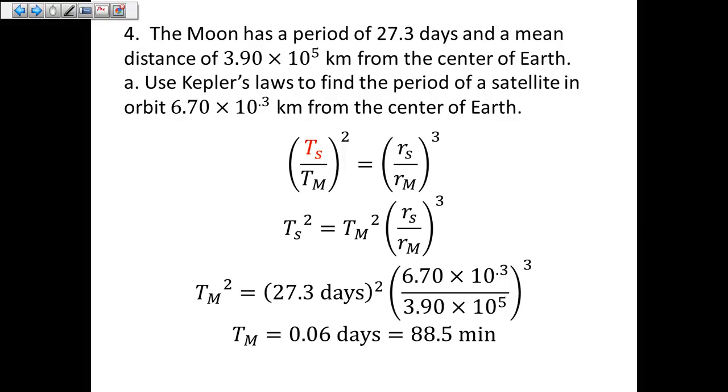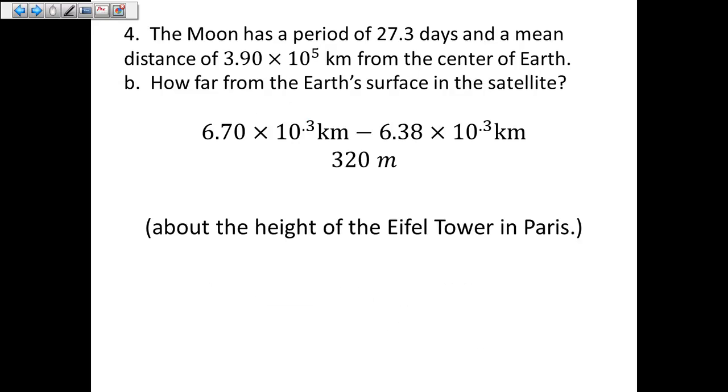Now, that's not that long. 88.5 minutes is not a long time at all. So let's see how high this object is. Again, we're just going to take the orbital radius that they give us for the satellite, 6.7 times 10 to the 3rd kilometers, and subtract off the radius of the Earth. So when we do that, we see that the height of this object is only 320 meters.